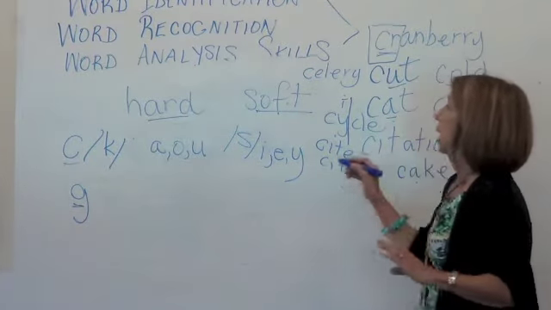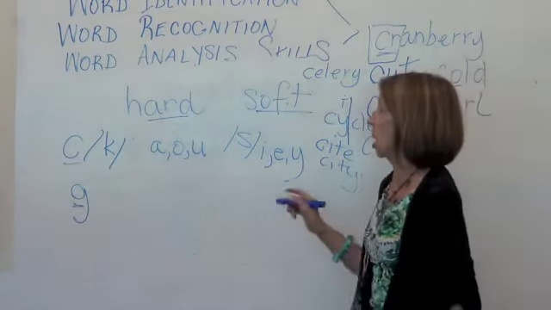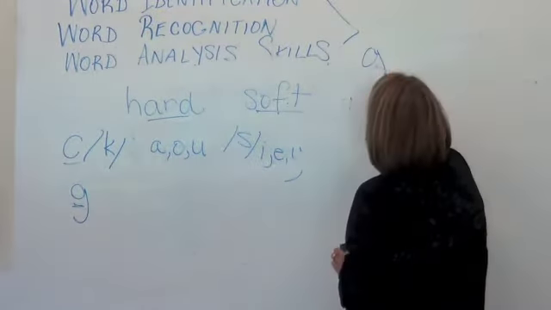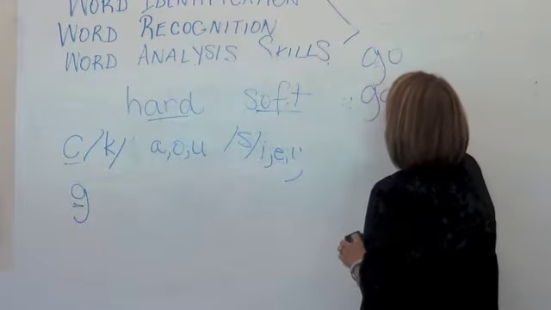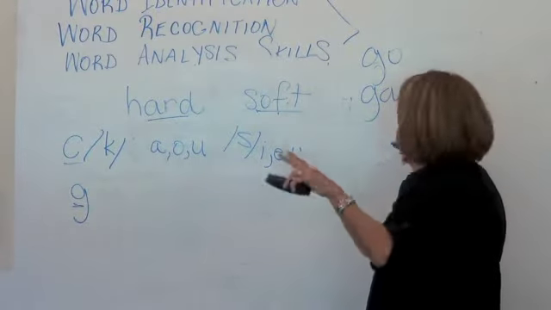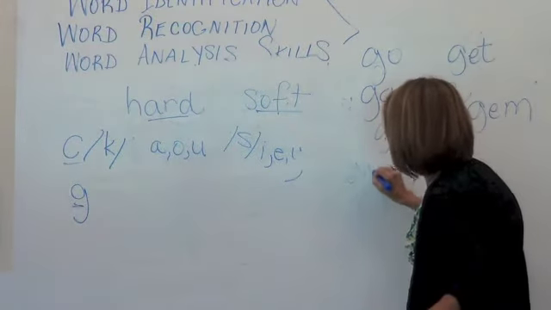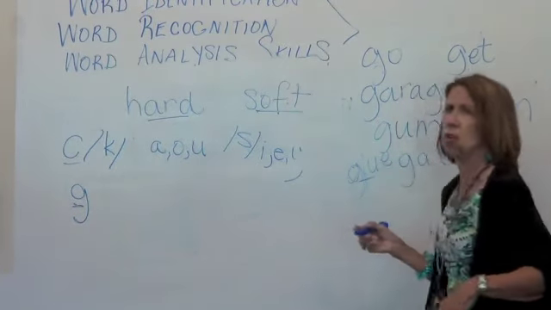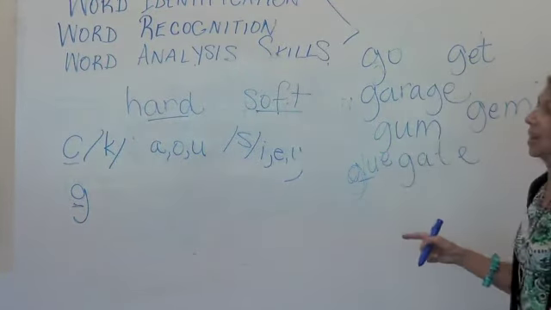Okay. The same thing is true with the G. What's the hard sound of G? Go. All right. Go. Garage. Oh, that's another good one. That's got two. So we're finding that we usually have a hard sound when it's in a blend too, huh? Cranberry, glue.